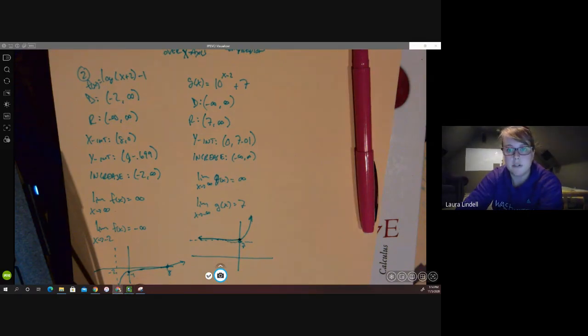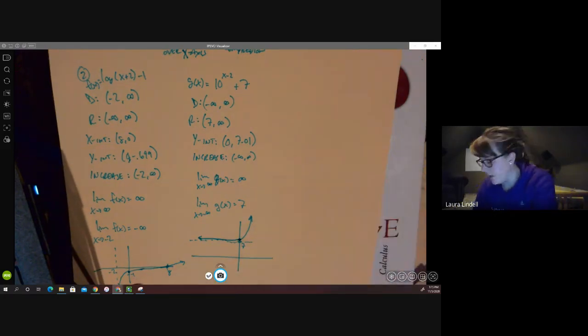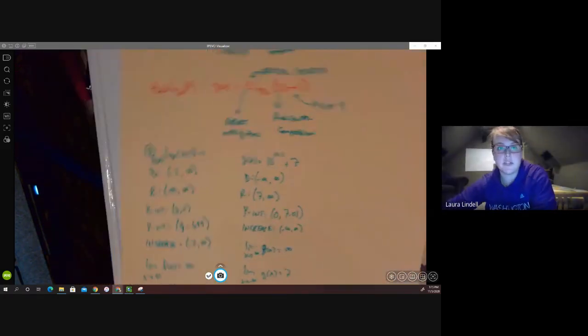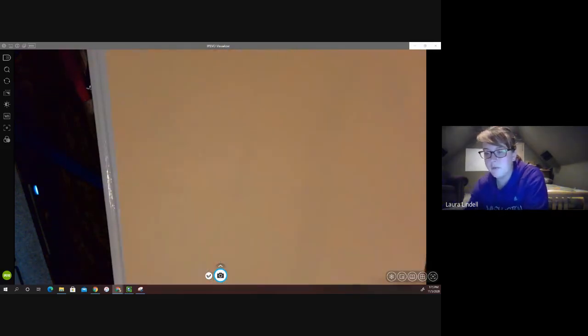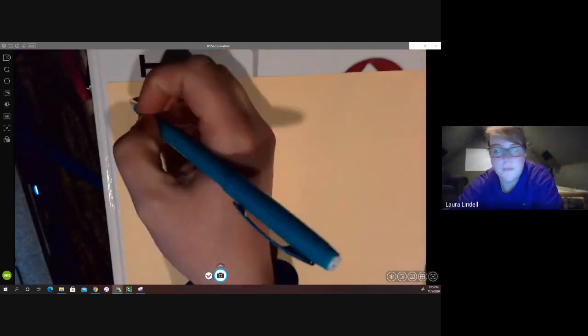Any questions with number 2? Okay. Then we will move on to number 3. Number 3 has 2 parts, and in both we're supposed to condense the logarithmic expression. So that's what we'll be doing next.